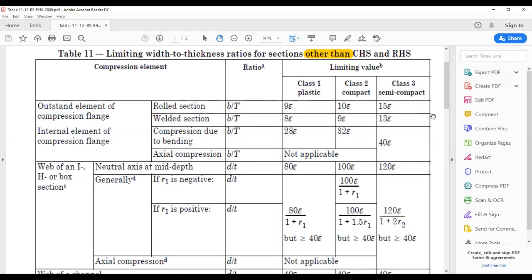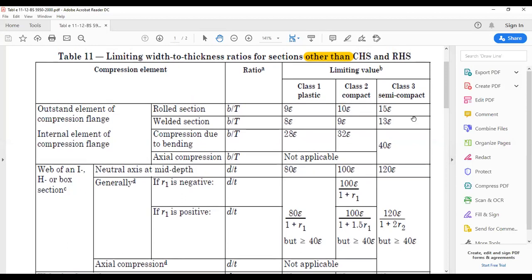However, in design, slender sections are not recommended. Okay? So when you make a design, do not design the section that is slender. Instead, make sure you design between the range class 1 to class 3. So this is with respect to flange.